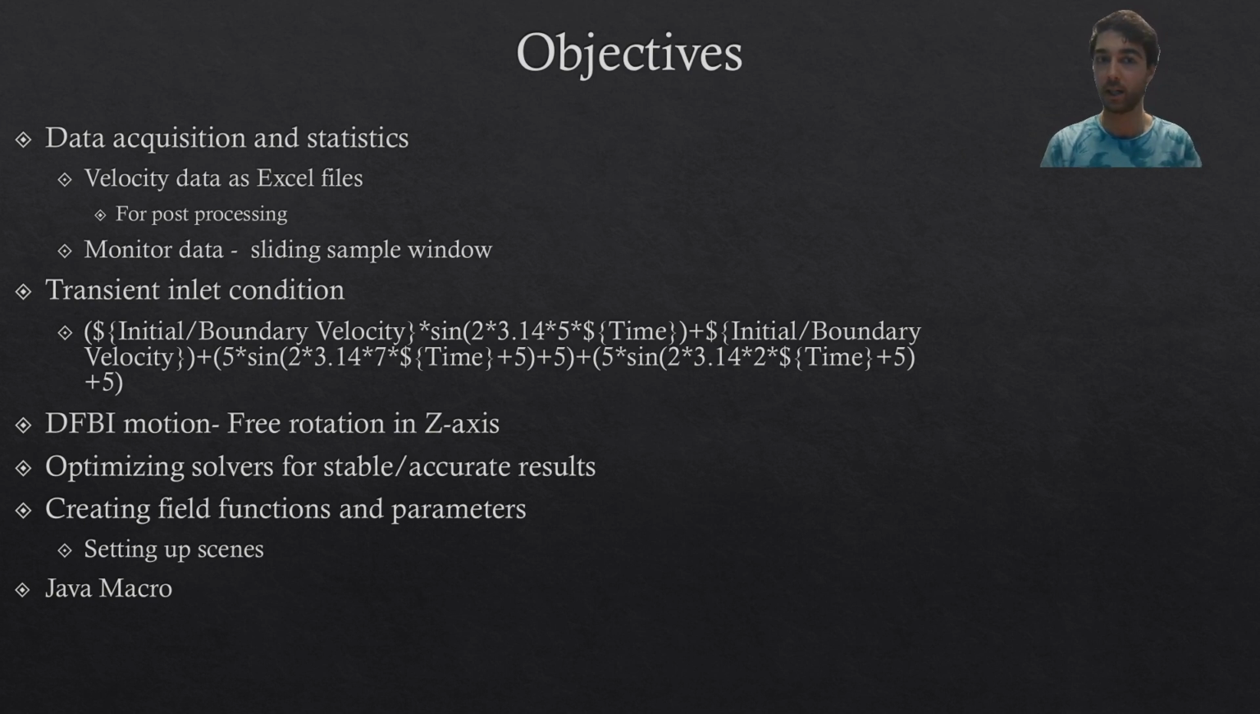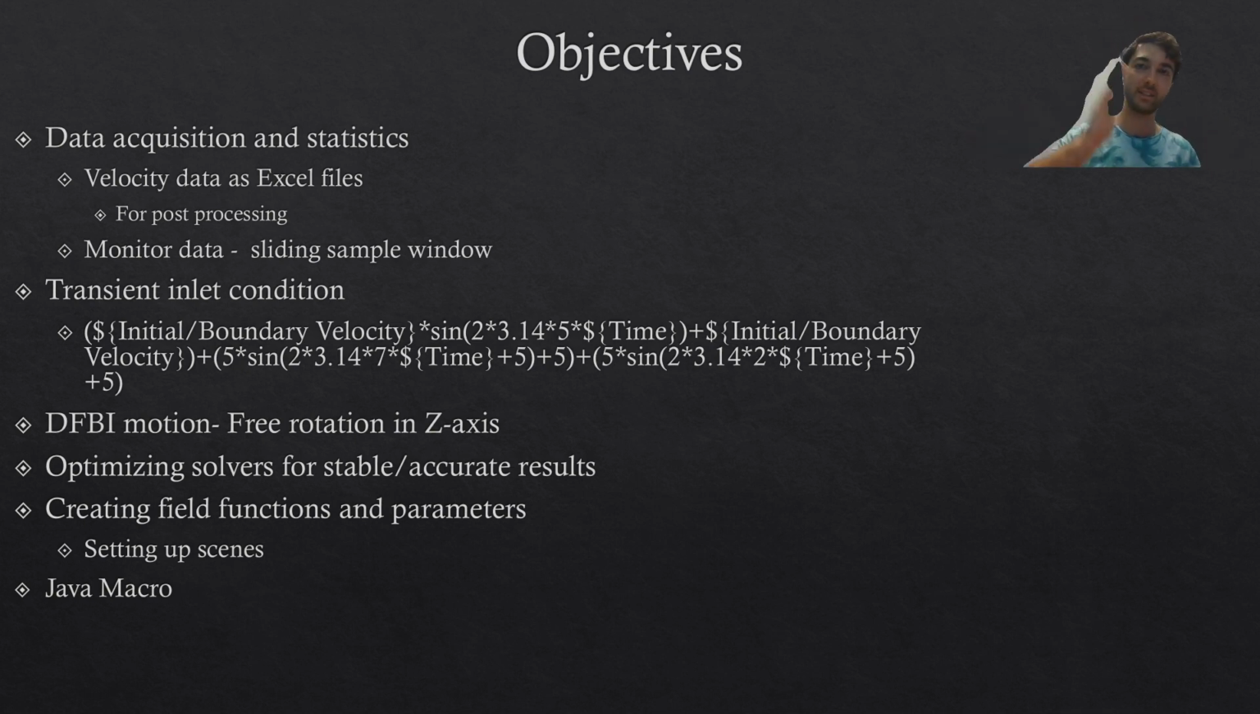And we can monitor data using a sliding sample window. We have to use a sliding sample window as this simulation is very transient. What a sliding sample window means is that, let's say you have a simulation that is running for 1 second. Instead of taking statistics over all 1 second, we can take statistics in intervals such as 0.1 seconds.